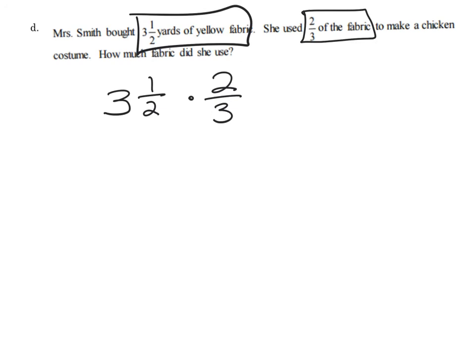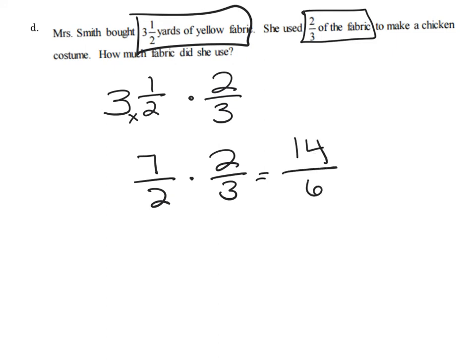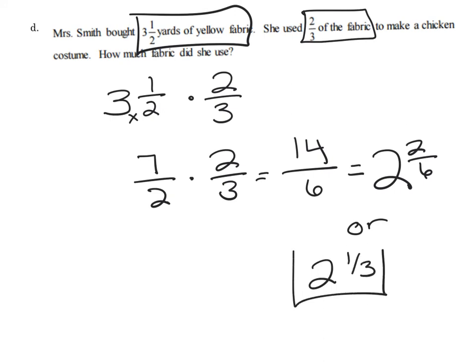So this would be, we need to make this improper, so 7 halves, 3 times 2 is 6, plus the 1 is 7, times 2/3. This will give me 14 over 6, and then 6 will go in there twice with 2 left over, or 2 1/3 of fabric, which 2 1/3 is less than the 3.5, so my answer does make sense.